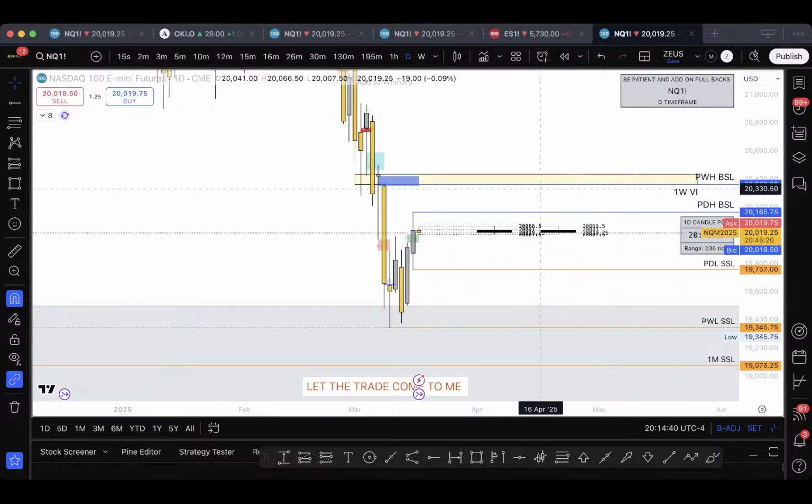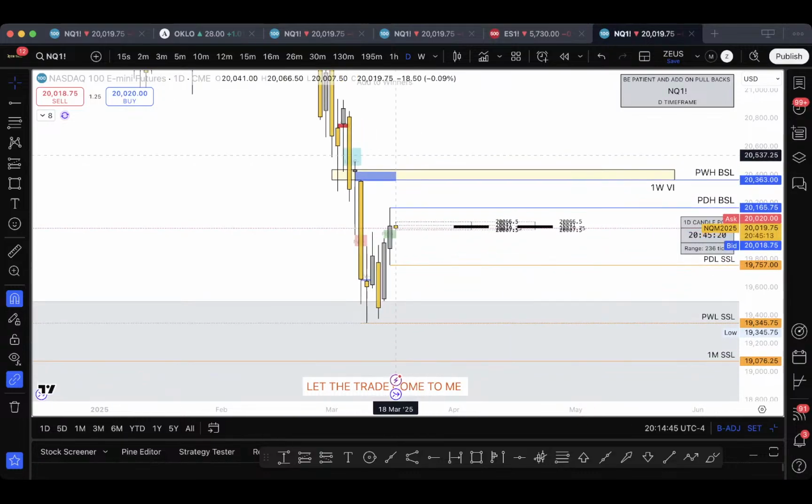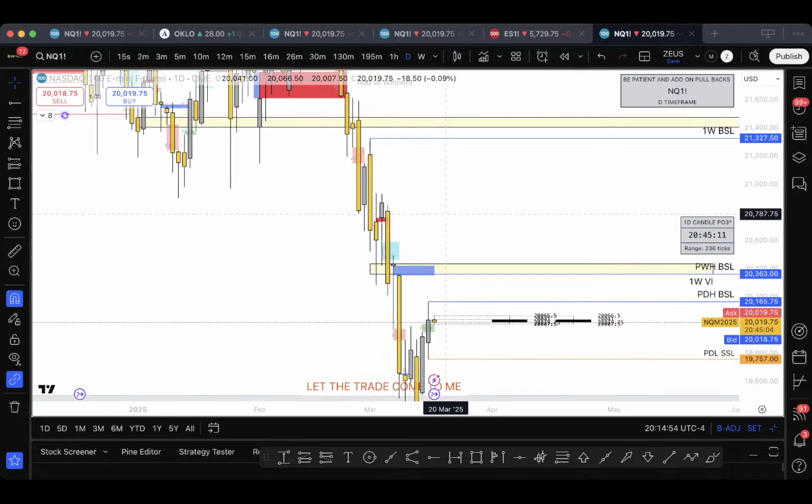That weekly volume imbalance also lines up with the daily, so I'm not really gonna mark out that one. It's kind of redundant. And also previous week high also lines up with this buy side liquidity, so it's also redundant to mark that out. I mean, if you would like, you could mark out this bearish equilibrium block.